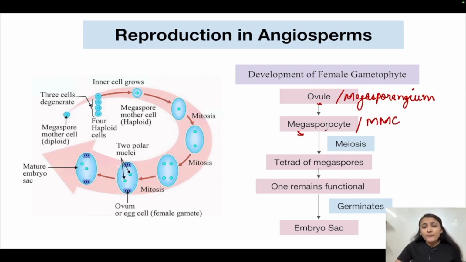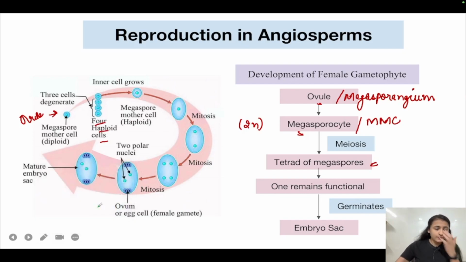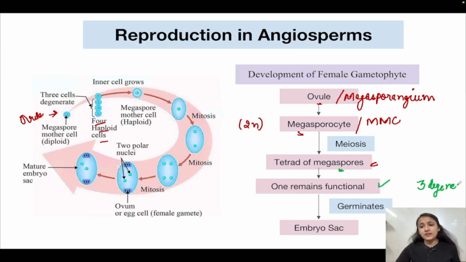It will undergo meiosis. See, this is the megaspore mother cell, which is diploid. It is present inside the ovule. It will undergo meiosis in order to form 4 haploid cells, or the tetrad of megaspores. Now, one very unique thing happens in the development of the female gametophyte. In the development of the male gametophyte, all of the microspores in the tetrad were developing into pollen grains. But in the female gametophyte development, only one megaspore remains functional and the rest 3 megaspores degenerate.